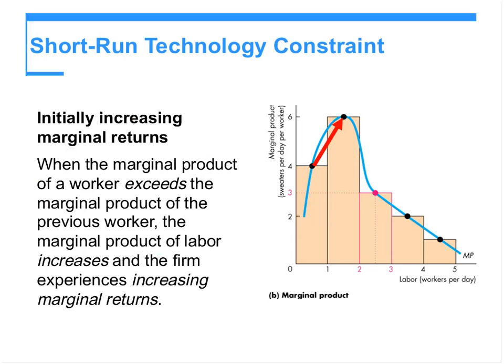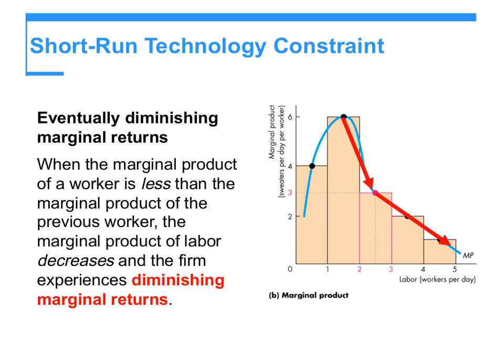So, initially increasing marginal returns, as you can see, from this point to this point, we have an increase. When the marginal product of a worker exceeds the marginal product of the previous workers, the marginal product of labor increased, and we experience increasing marginal return. And the second one is diminishing, as I just explained, when the marginal product eventually goes less. You see, after the second worker, to third, and third to fourth, fourth to fifth, we have a trend of diminishing marginal return.